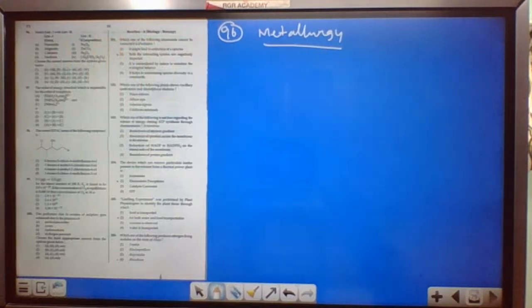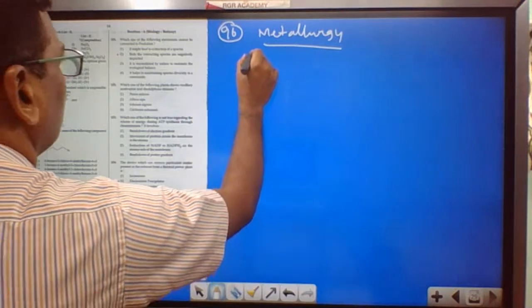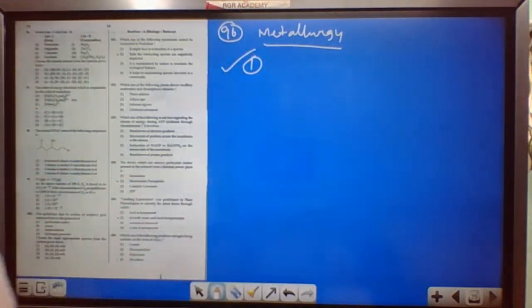Hematite is Fe2O3, A is 3. A is 3 given in two options, 1 and 2. Then magnetite Fe3O4, that is 1. So both options, B is also correct. Then calamine ZnCO3, that is second option. So 96, 1 is the right option.